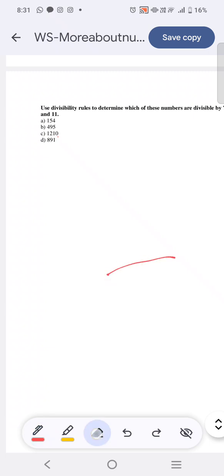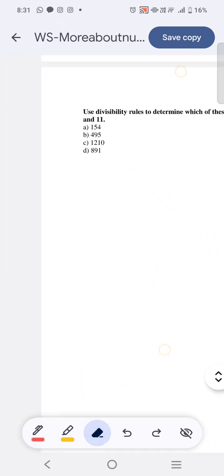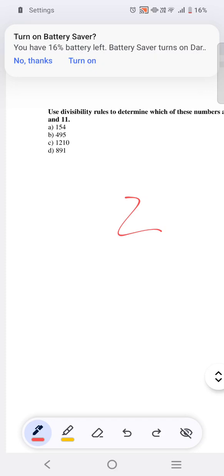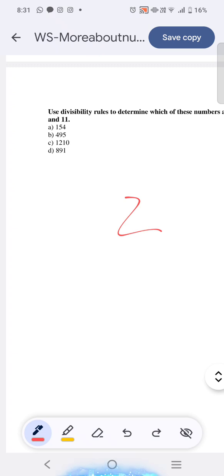By 7 it will be: 1 doubled is nothing but 2. Okay, now 89 minus 2.